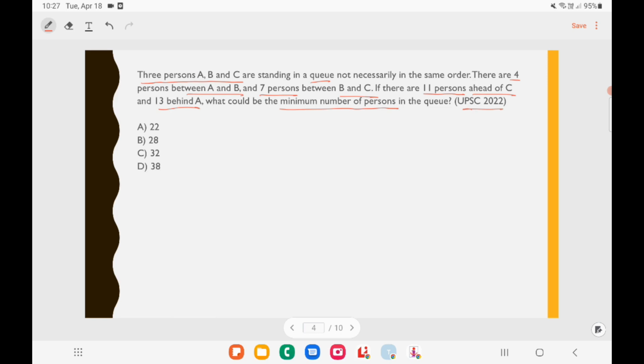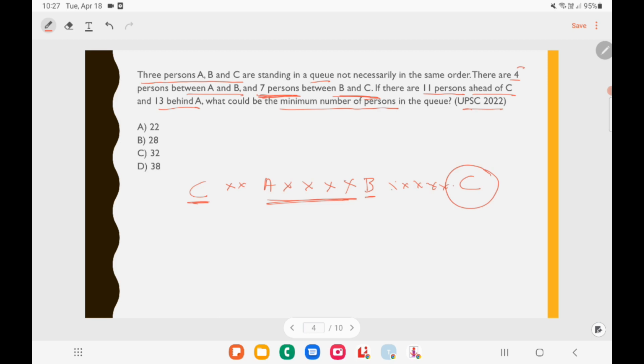So let's take the first statement here. There are 4 persons between A and B. So I am drawing A here and B here, and between A and B there are 4 persons. So I am just drawing 4 persons here. Now it says that there are 7 persons between B and C. So B is here. So C could be here and C could also be here. We don't know where C is. So if I draw C here, I need to draw 7 persons like this in between here. If I draw C here, already 5 persons have come between B and C. So I just need to draw 2 persons here.